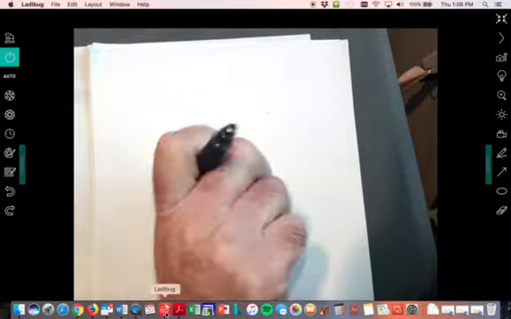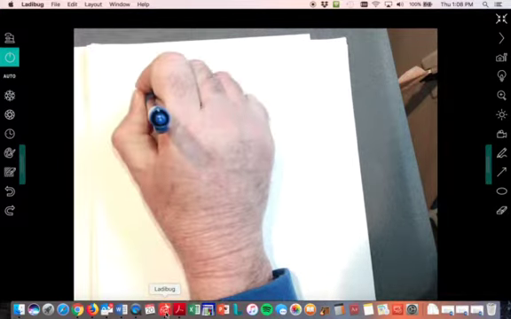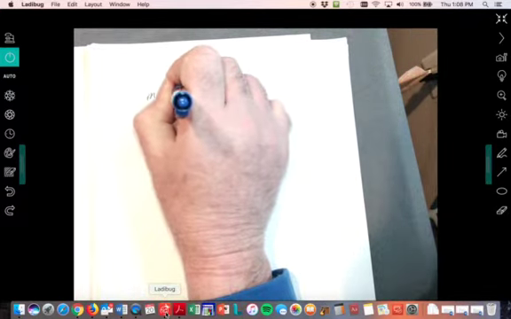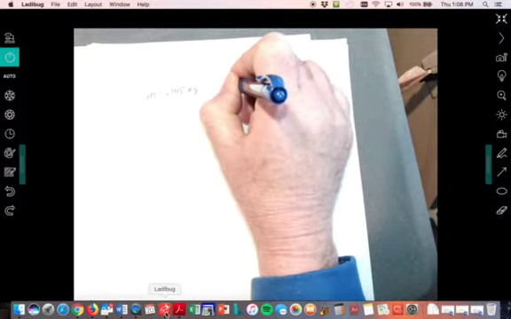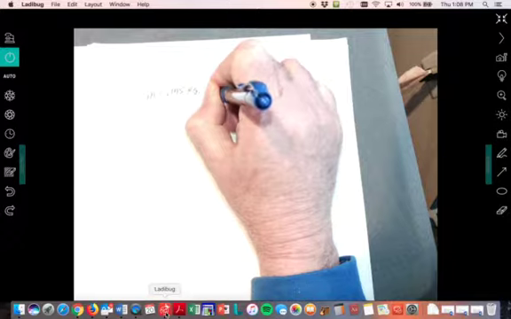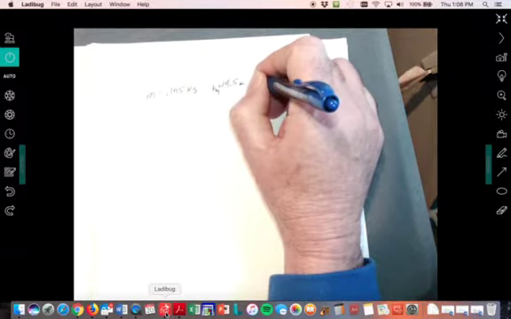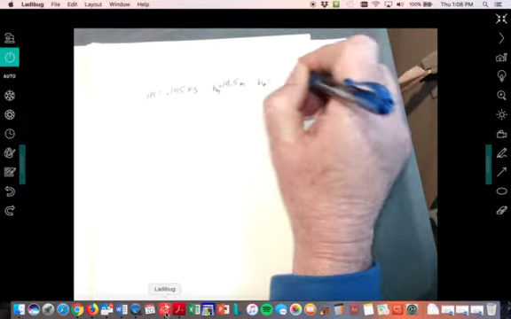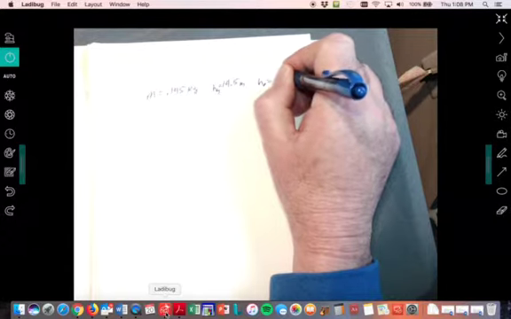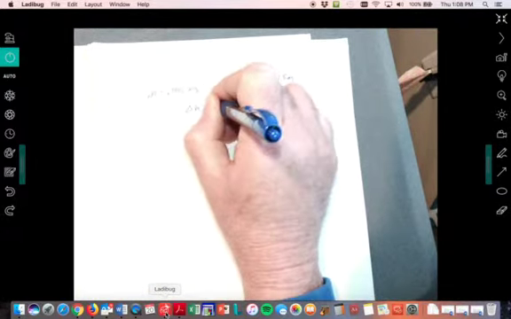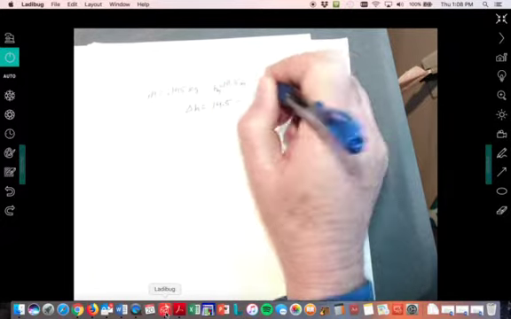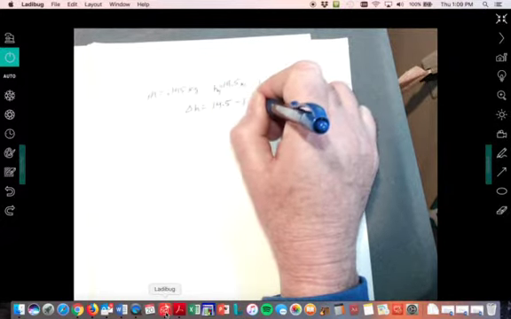I know that the baseball's mass is 0.145 kilograms. The change in height: 14.5 meters was the final height, and the initial height was equal to 1.5 meters. So the change in height will be 14.5 minus 1.5 meters.